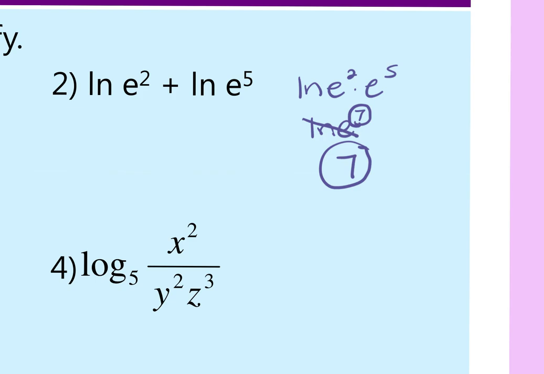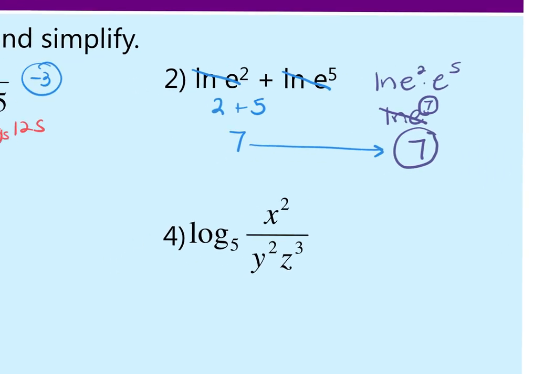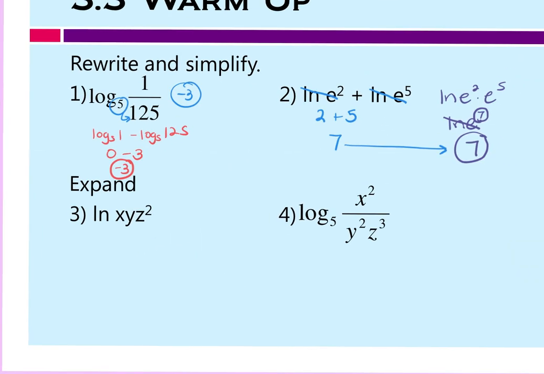Alternatively, if we simplified each of these separately, ln of e squared is just 2, plus ln of e to the 5th is just 5, and you get the same answer. So when we come to the test, any way you can simplify those is fine. Hopefully you remember one of those ways.